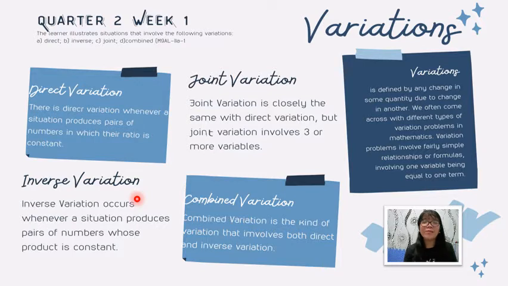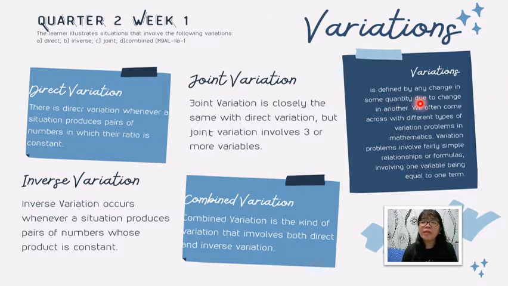So today, I will be discussing variations. The objective of this discussion is that the learner illustrates situations that involve the following variations. First, direct variation. Second, inverse variation. Third, joint variation. And lastly, we have the combined variation.